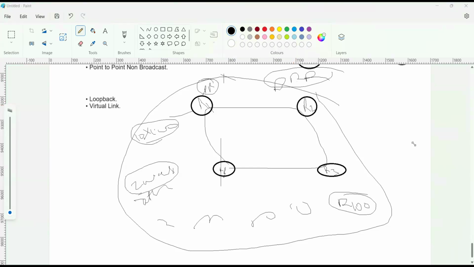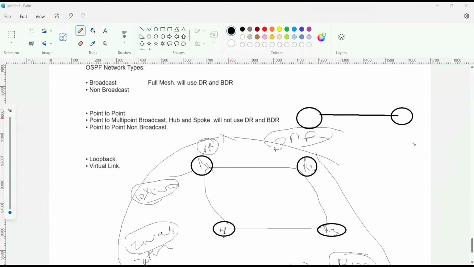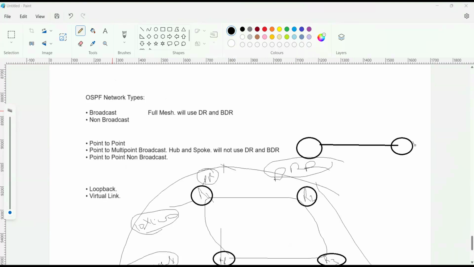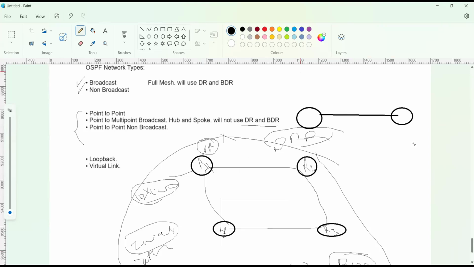Yes, sir. Is this done by default, like we don't have to assign anything, or in Packet Tracer do we do it manually? By default, it will elect the DR and BDR when using these network types. I'll explain that in the lab. When using the other network types, it won't happen.